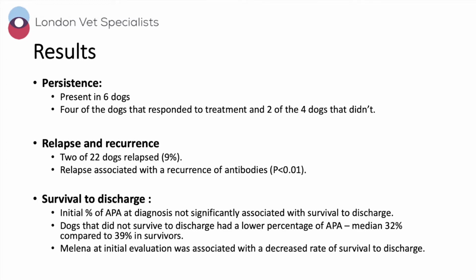And then in terms of survival to discharge data, the initial percentage of anti-platelet antibodies at diagnosis was not significantly associated with survival to discharge. Dogs that didn't survive to discharge had a lower percentage of anti-platelet antibodies compared to survivors, although this difference wasn't significant. And interestingly, they did find that melena at initial evaluation was associated with a decreased rate of survival to discharge in primary IMTP dogs.